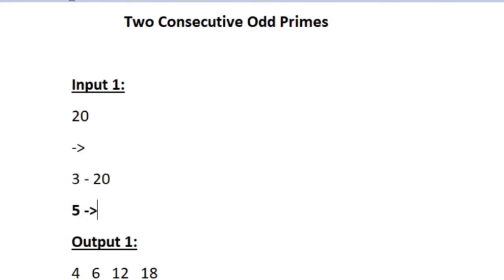So the previous integer for 5 is 4 and the next integer is 6. So both are even numbers. So we cannot print this integer 5 in our output. So we move to the next integer in this series.